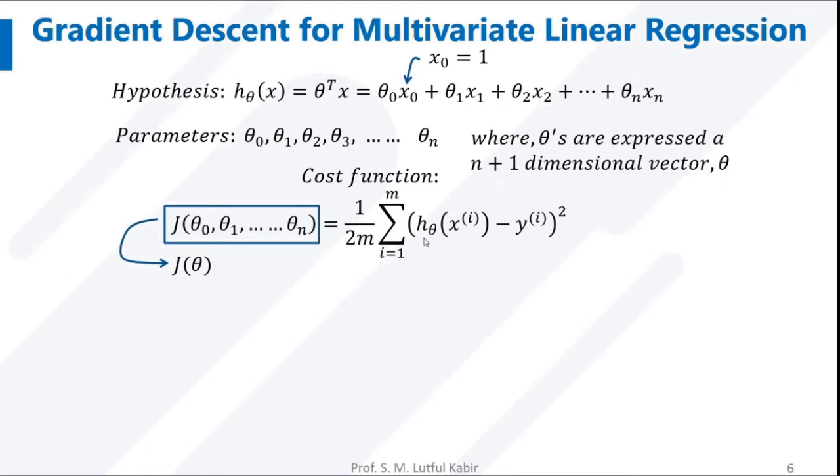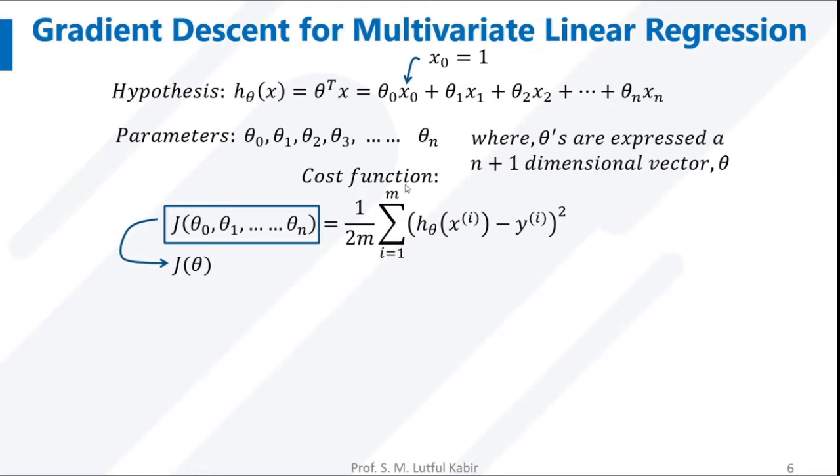It means the hypothesis, that means the predicted value for a certain vector x, minus the actual value. So the difference between the two is the error. So the error is squared for all the samples. The sample number 1, sample number 2 up to sample number m.